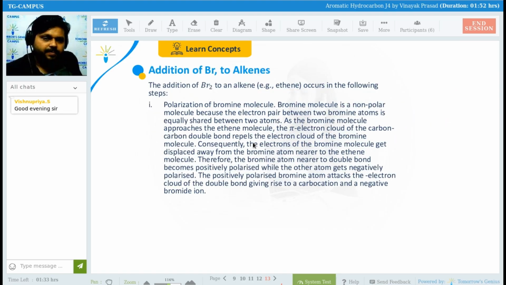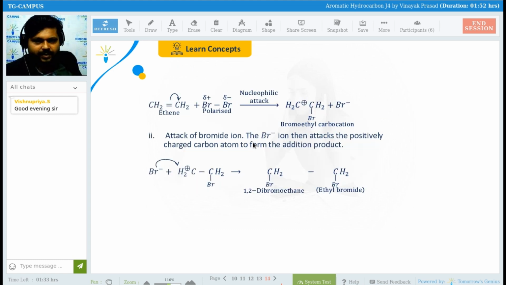Now guys, see, addition of Br2 to alkene. We have seen Cl2, right? In a similar way Br2 will act. The double bond will shift towards this carbon, then the minus charge will be there and the plus charge will be here, right? The minus charge will be here, and then this Br can attack this carbon. Those having a minus charge are nucleophilic, so nucleophilic attack will be there, right? So we can see here how this will happen.